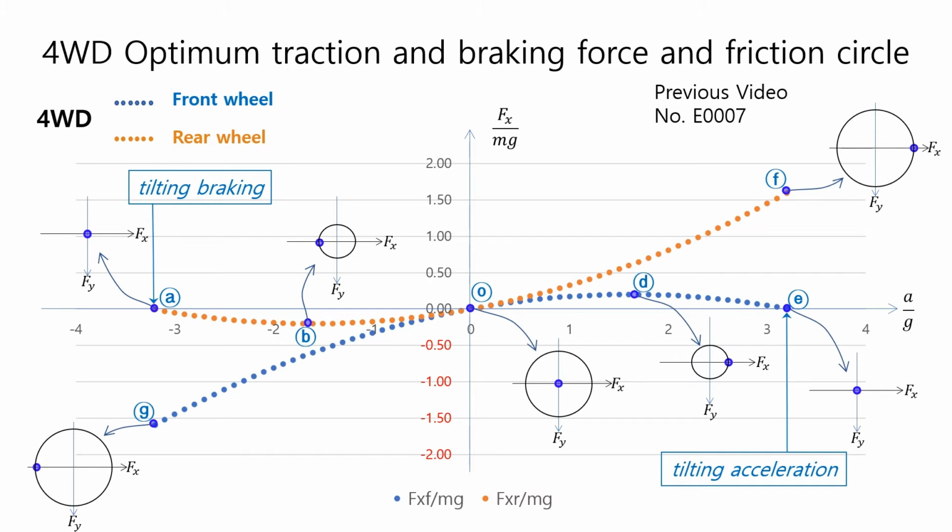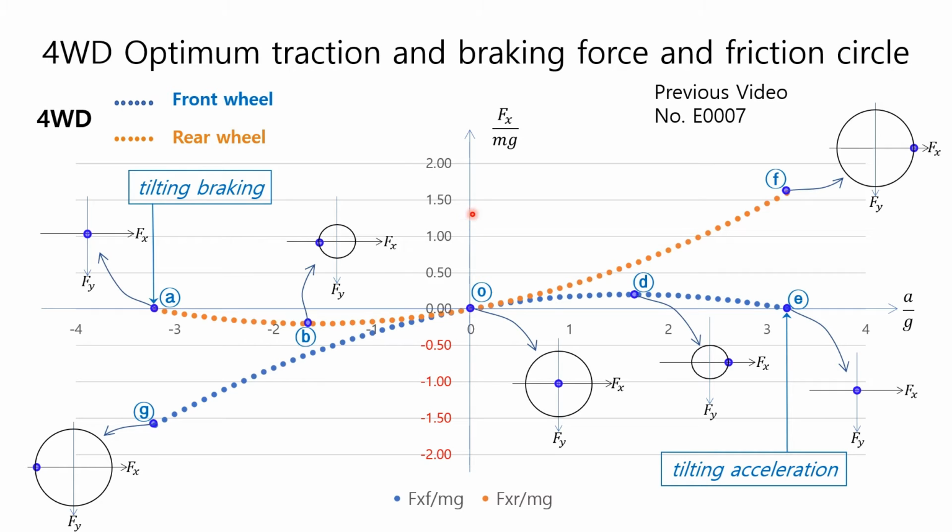Here we have a figure of what has been explained so far. What you need to know additionally is that if the engine power and friction coefficient are sufficient at point F of the rear wheel, acceleration is possible until the front wheel reaches the tilting acceleration state E. However, if the friction coefficient is insufficient, the friction circle becomes small and wheel spin occurs in the rear wheel, making acceleration impossible.